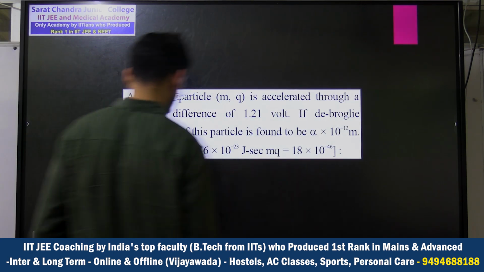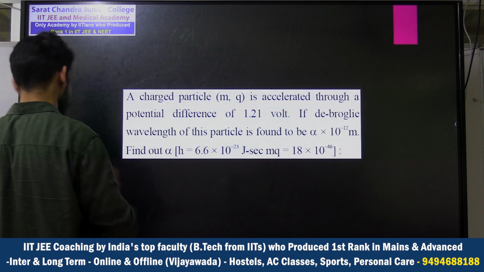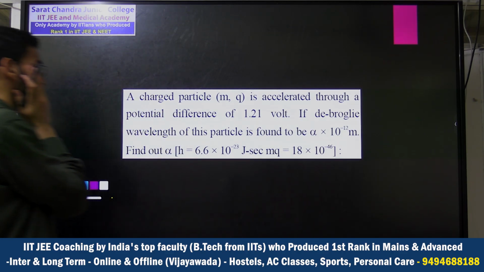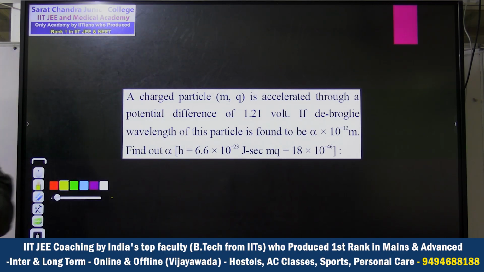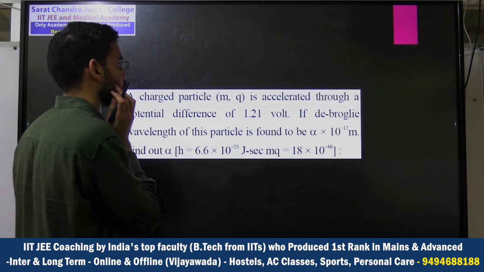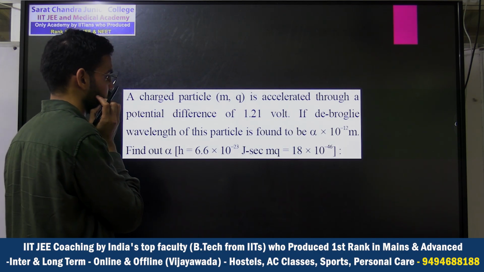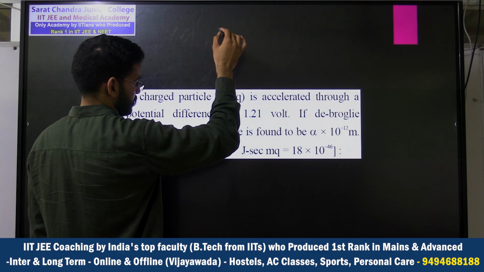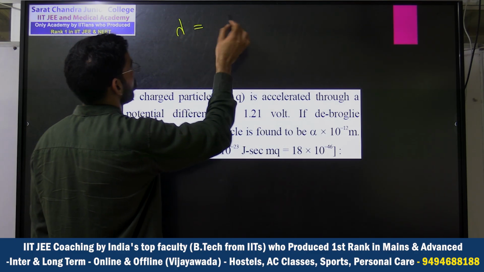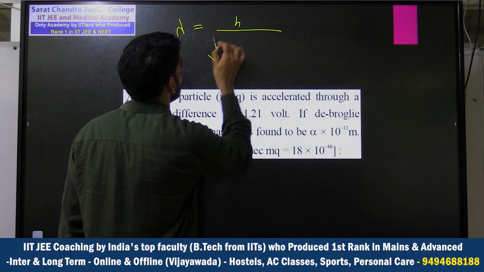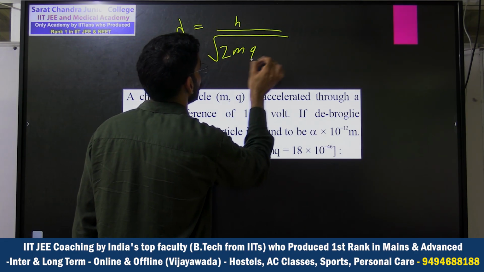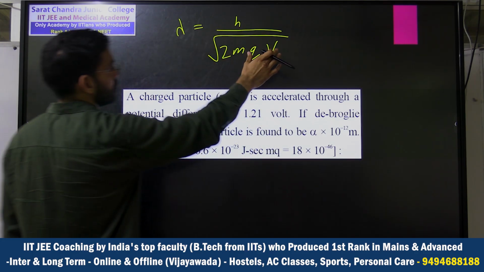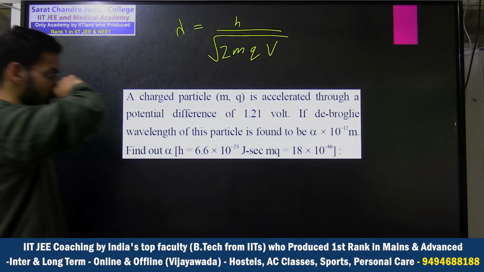Okay. Next. Here in this question, we have a charged particle of mass m and charge q accelerated through a potential difference of 1.21 volt. The de Broglie wavelength of this particle is found to be alpha into 10 to the power minus 12. Okay. So see here, we can directly say the de Broglie wavelength, the first formula is h upon the square root of 2mqV. So 2m times kinetic energy, which is q into V, that we can write down.